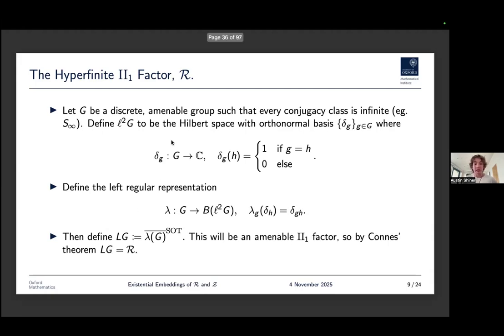Since our group started off amenable, and since it has infinite conjugacy class, you can show that this will be an amenable II_1 factor. Apologies, this should be mapping the group algebra, so finite linear combinations of G, not just G itself. But this will be an amenable II_1 factor, so by Connes' theorem, we get another description of R here.